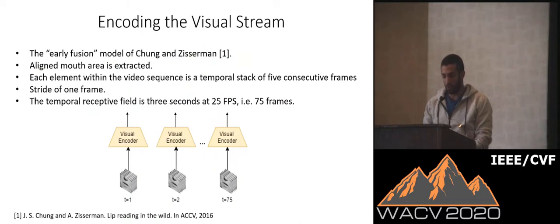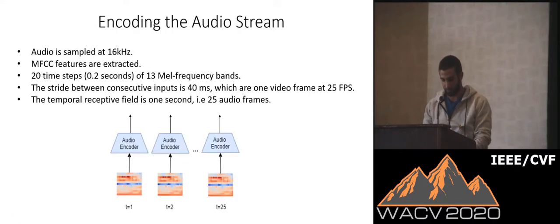We employed the encoder proposed by Chung and Zisserman. Each element within the video sequence is a temporal stack of 5 consecutive frames, and the temporal receptive field is 3 seconds at 25 frames per second. For the audio encoding, 20 time steps of 13 mel frequency bands are being used. The temporal receptive field is 1 second. We employed the same architecture as proposed by Chung and Zisserman.